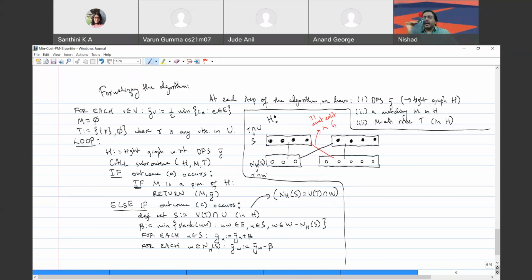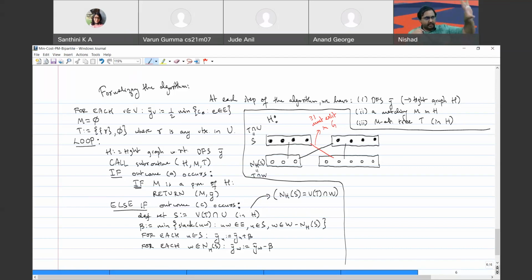All right. And what else? Right. So where are our matching edges? So we have an M at each step of the algorithm, right? So let's say I'm looking at the H graph at a particular step of the algorithm, and this is what my H looks like, right? This is an abstract drawing of H, right? So where are the M edges?